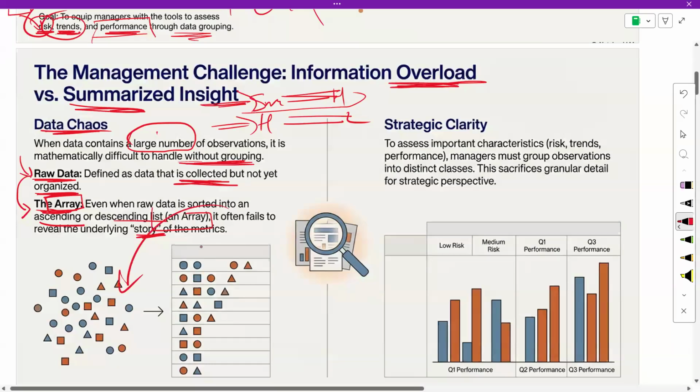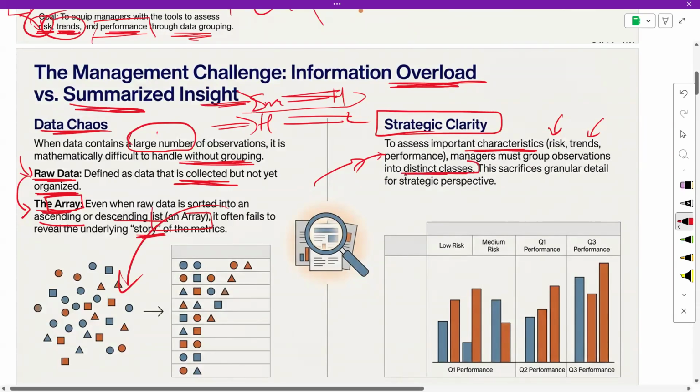So handling the ungrouped data is difficult, right? Difficult, and also it's hard to get inside the logic within the data set. Strategy clarity: managers should get strategy clarity from the data sets, so that they can assess the important characteristics, like the risk of the data set, the implicit risks within the data set, and what the trends and performance are. Managers must group observations into distinct classes.